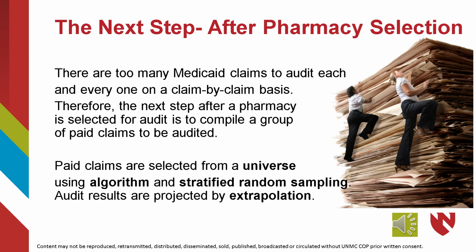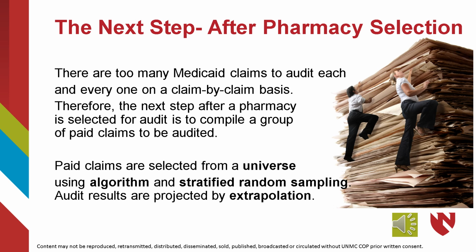Stratified random sampling is a random selection of claims from the pharmacy claim universe, and those claims are arranged into strata. Again, some different terms, but what we're trying to do here is produce an unbiased result reflecting the diversity of the universe or the population of claims that's going to be representative of that entire universe.